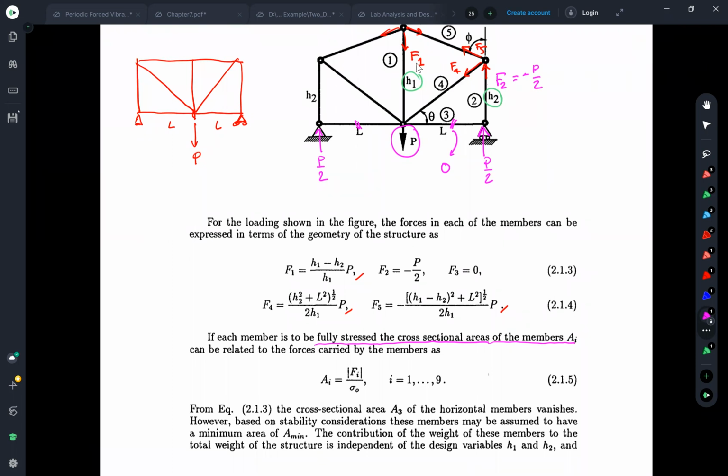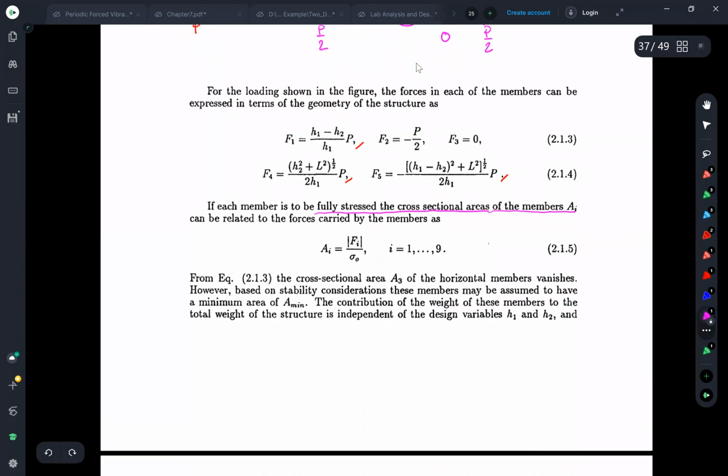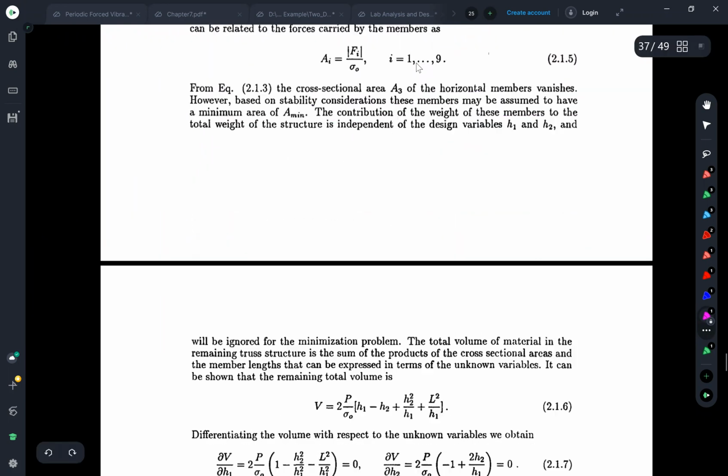Member 3 maybe is not a concern, since the force is 0, it does not affect our solution or our design, because you can just set a constant minimum section for member 3, right? But for members 2, 4, 1, and 5, you have to set that the stress is not greater than the allowable stress. And this is what we have done here in 2.1.5, and you obtain the area for each member from the internal force.